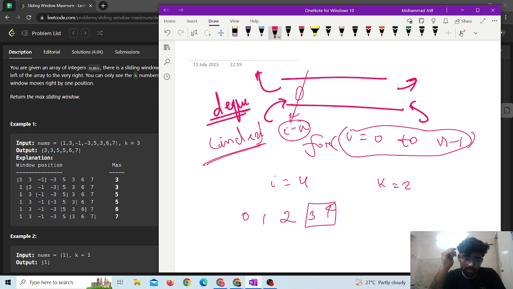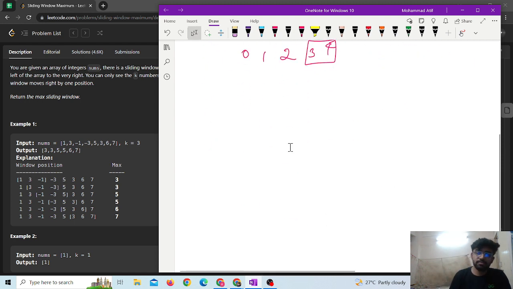I will simply pop the elements from the front of the dq. Can you please try to understand what I am saying, and why I am popping from the front? I'll explain it again.